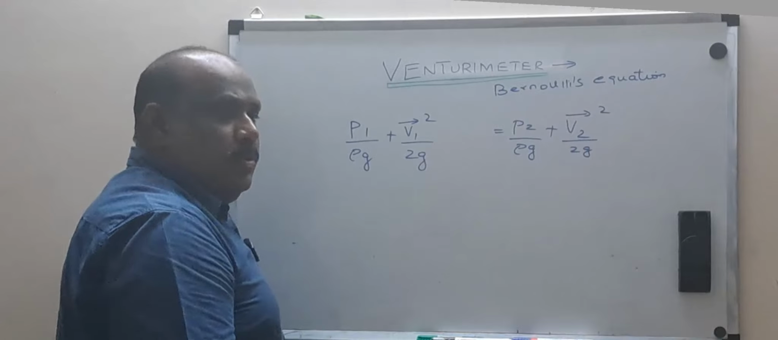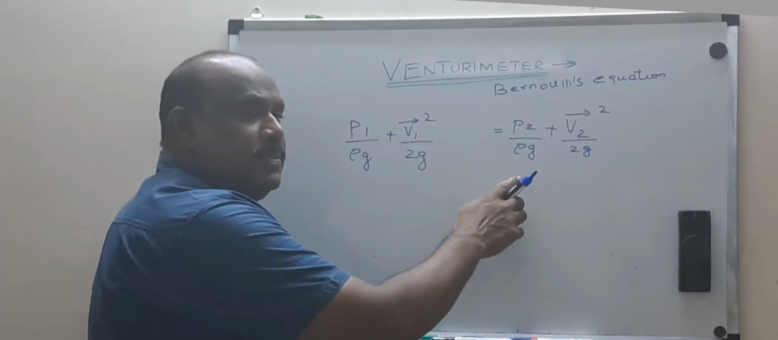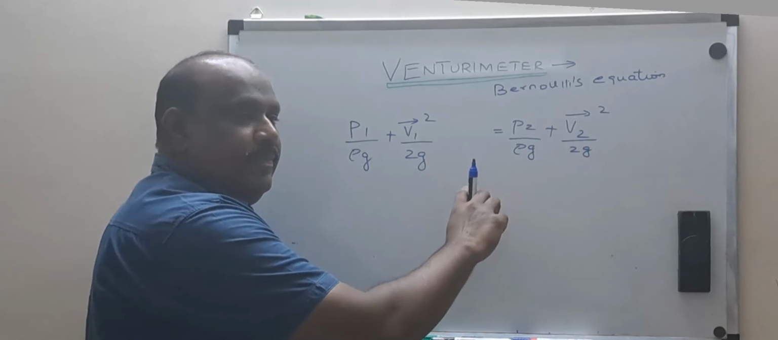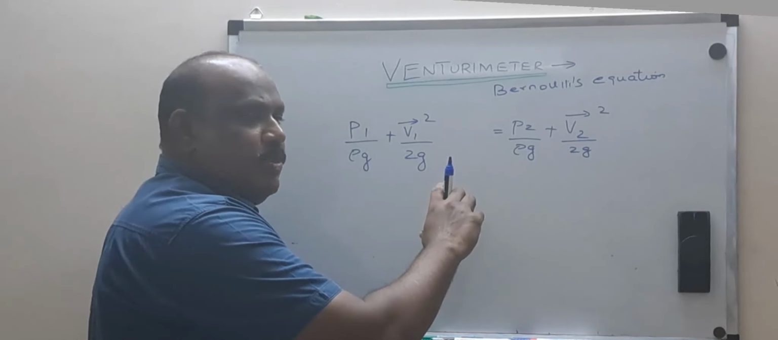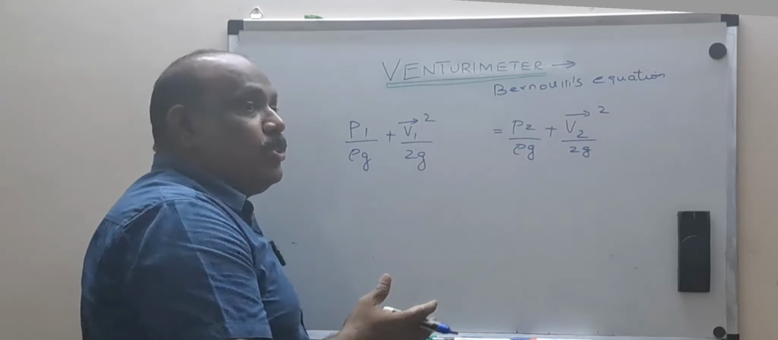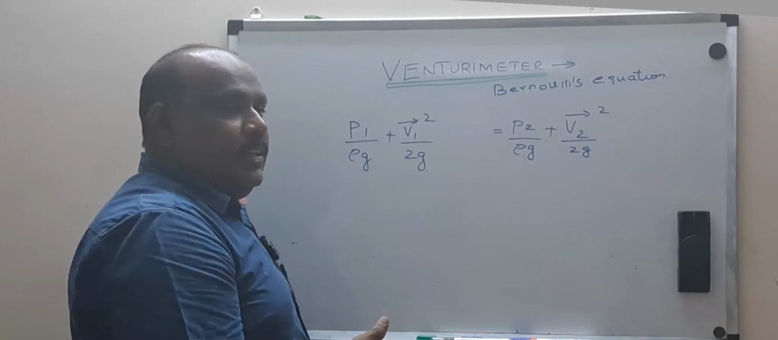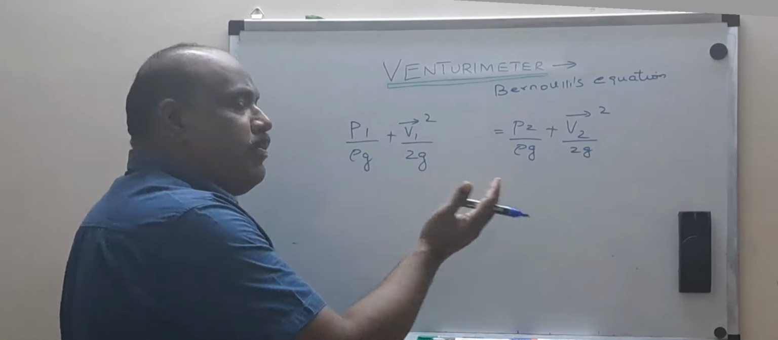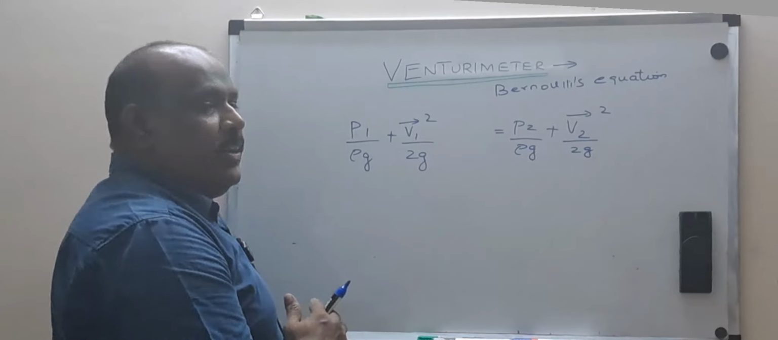What is section 2? Where does section 2 come in the diagram? Which region is that? It is on the right-hand side. That's not the converging region, that is the throat. Section 1 is before the converging region.